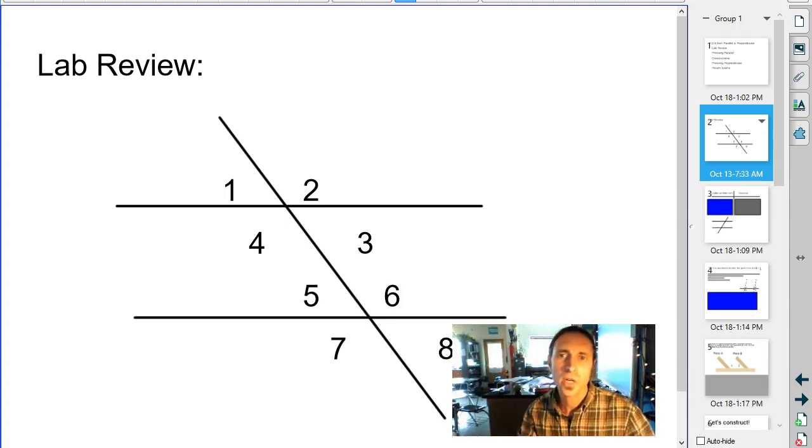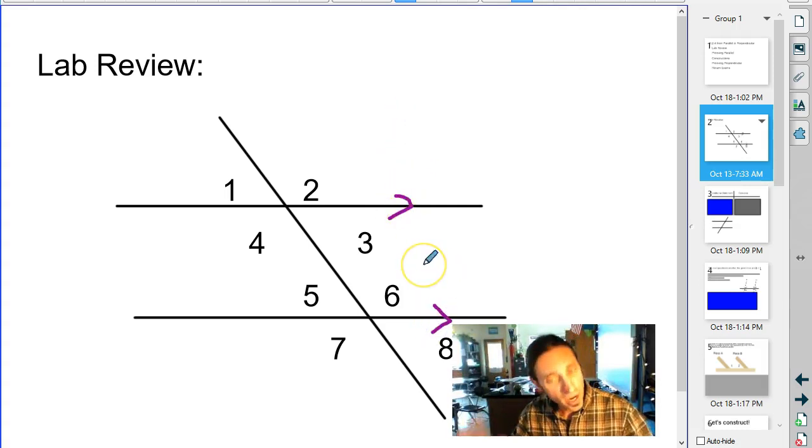Haley, what color do you want? Purple? Okay, we'll do purple. So Haley said she wants this purple, and I'm trying to draw left-handed. That's supposed to be an arrow to indicate that these are parallel.